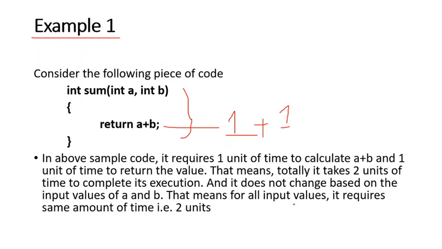That means for all input values it requires the same amount of time. Whatever the a or b value, it doesn't matter, whether 100, 200, 500, 5, 4, 6, any number, the time taken is only 1 unit for each step. So the total time for the given algorithm is 2 units of time. Okay, so this is a simple example. Let's take another example.